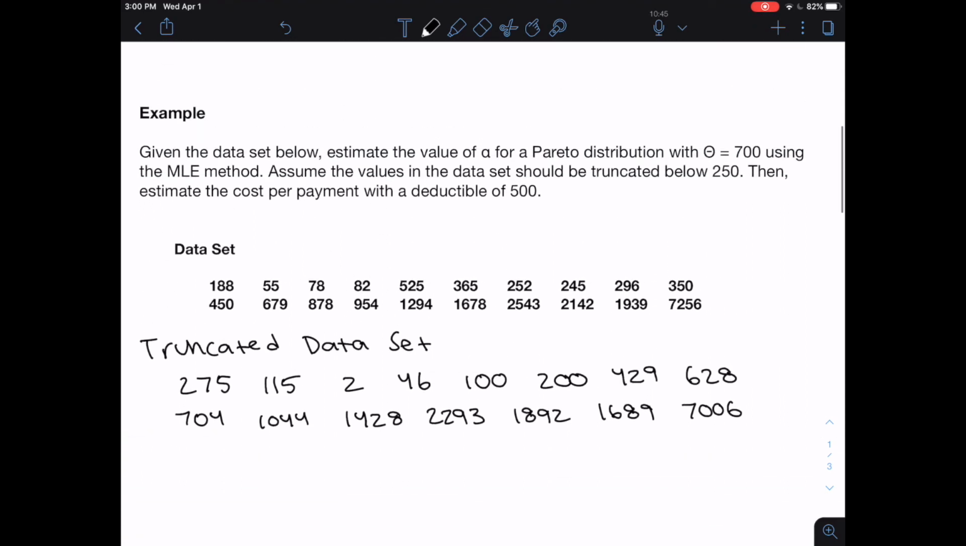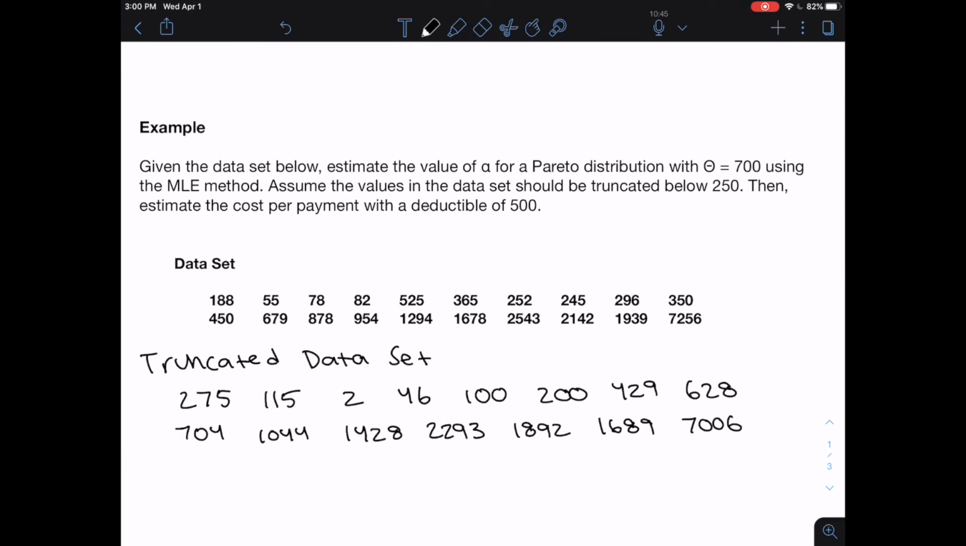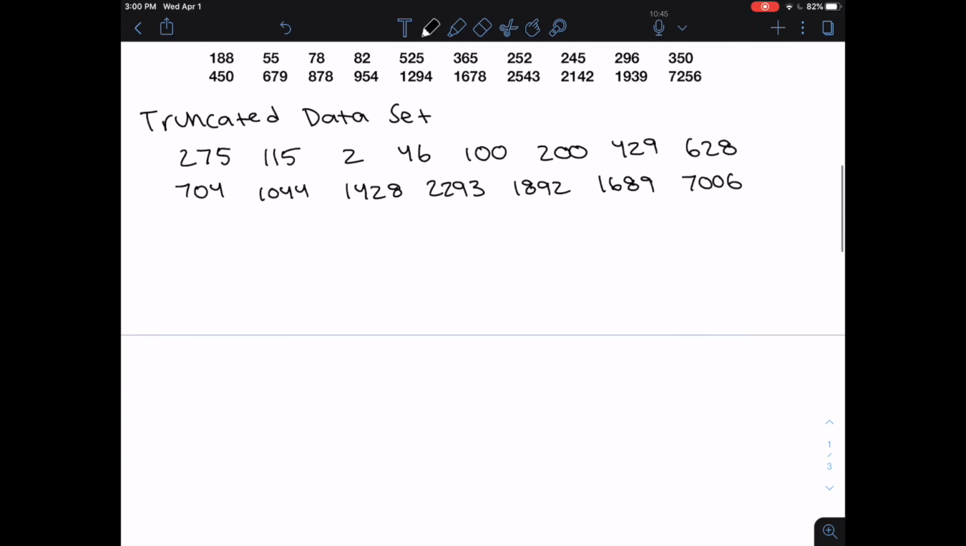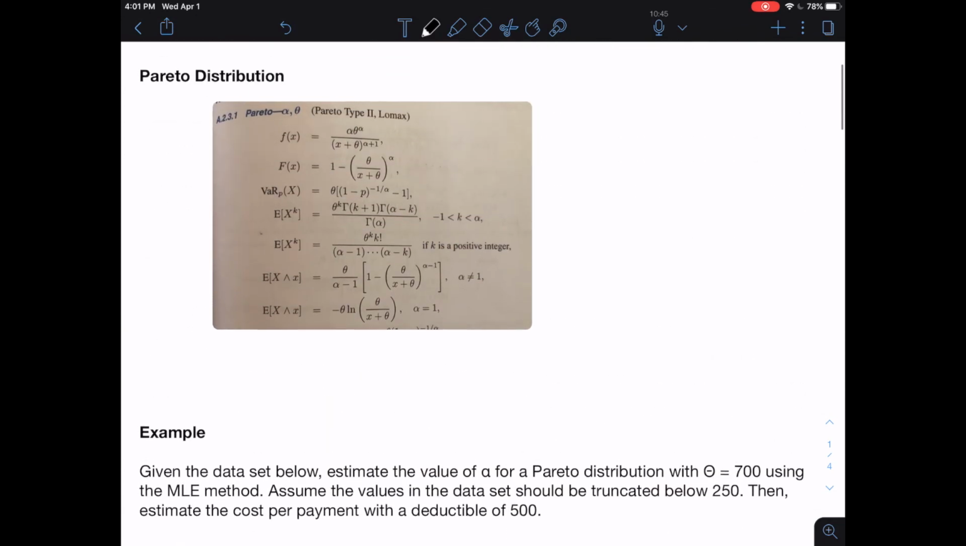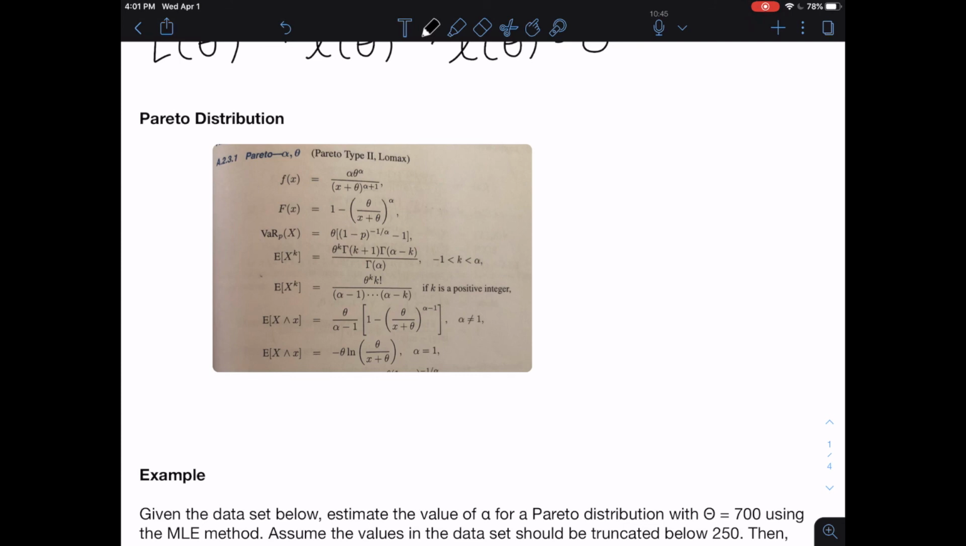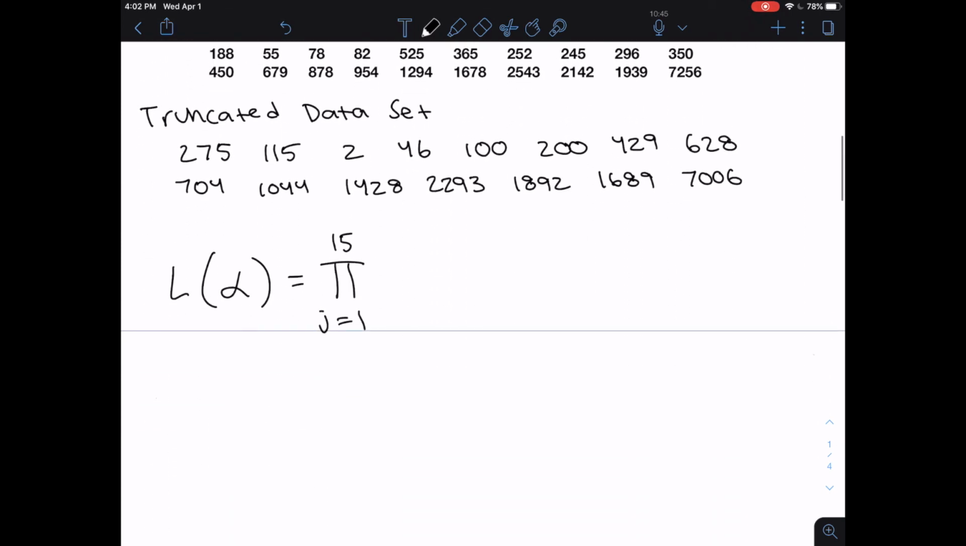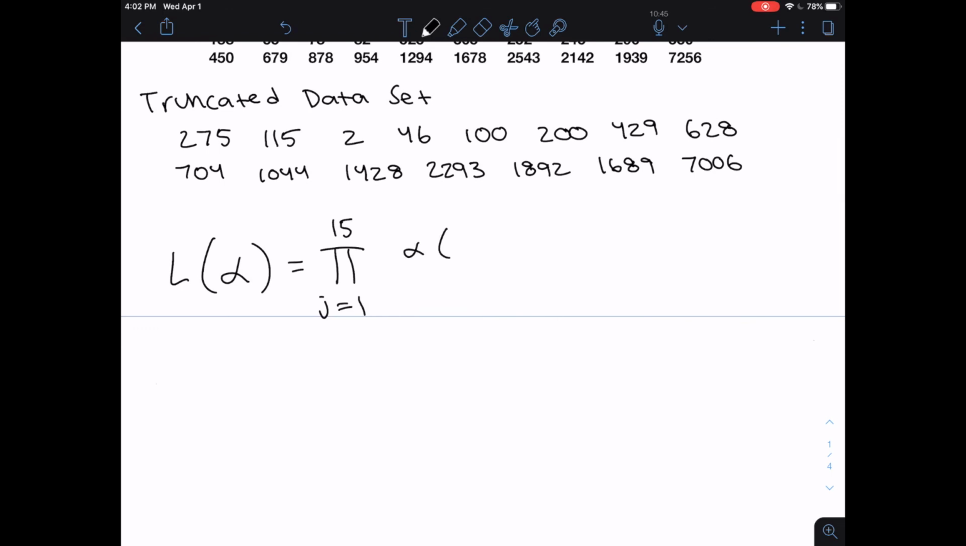So to go back to the question, the first thing they want us to do is to estimate the value of alpha using the MLE method. To start this process, we need to set up a likelihood function, which is the product of our 15 observations times our PDF. If we look at our notes for the Pareto distribution, our PDF is alpha times theta, which is 700, to the alpha power, all divided by 700 plus our individual observations, and that quantity is to the alpha plus 1 power.